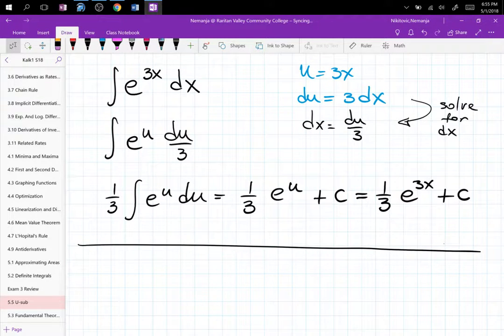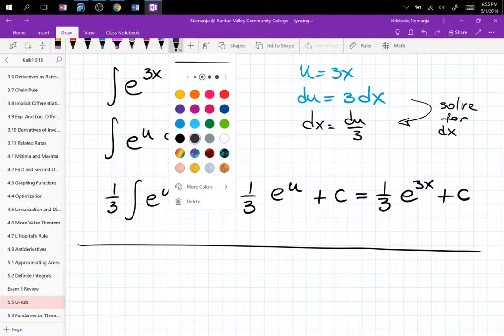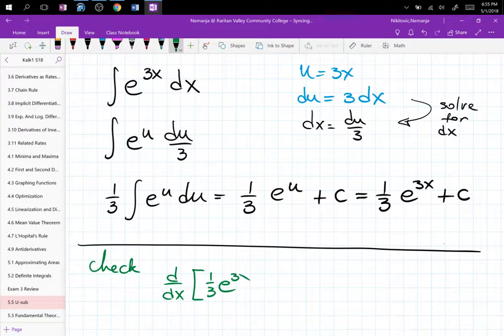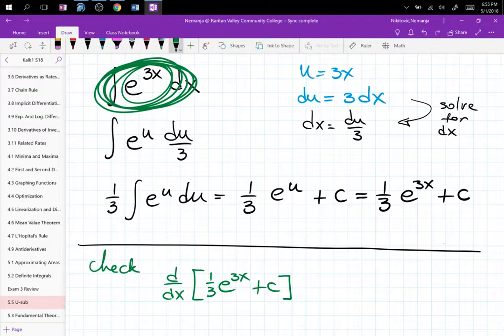You know what I haven't done? I haven't checked any of these problems yet. So how about I check this one? Because I can. All I need to do is take the derivative of 1/3 e to the 3x plus c and hope to get this. Otherwise, it's wrong. It's garbage.